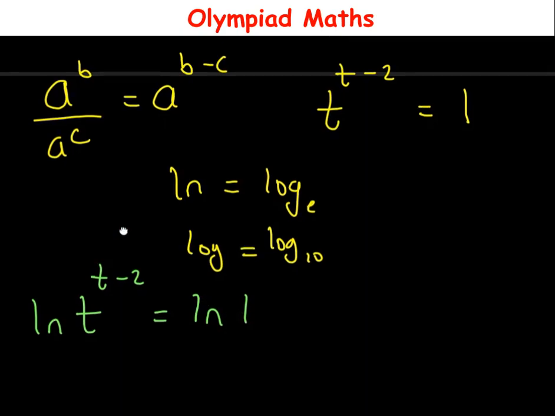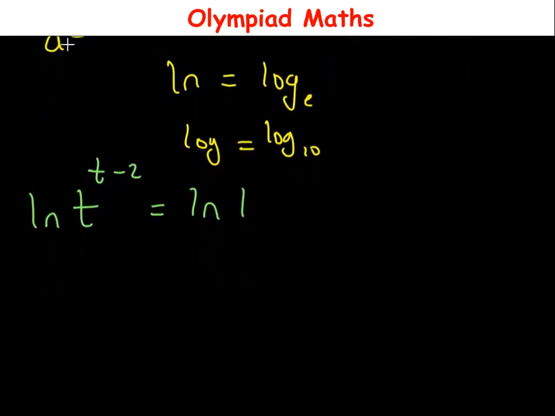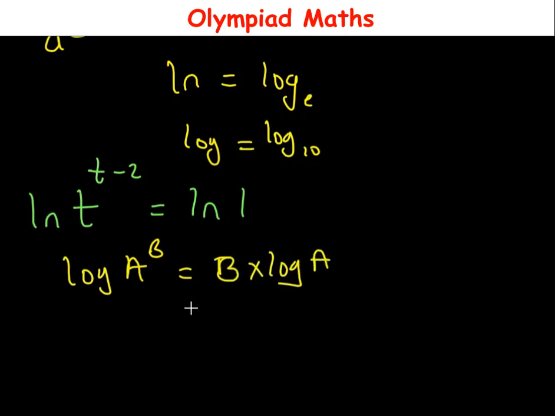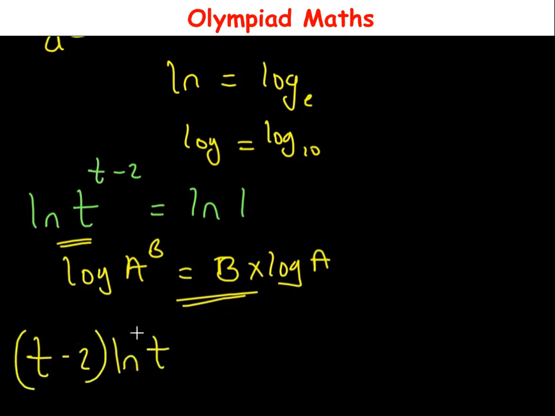And also, there is a rule of logarithm that if you have logarithm of a raised to power b, this equals b times logarithm of a. So applying this right here, because you can apply the properties of logarithm to natural logarithm, the power t minus 2 then multiplies ln t. So (t minus 2) times ln t is then equal to ln 1.